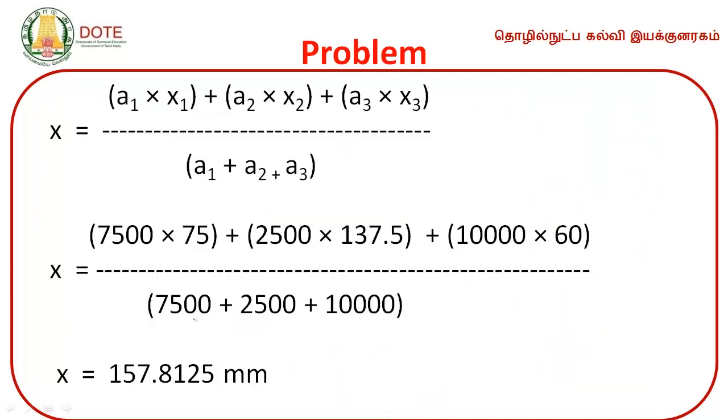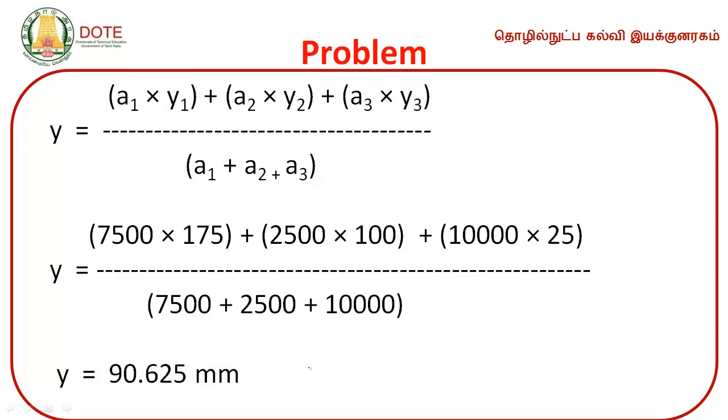Now we can calculate the value for x. What is x? x is given by sum of ax divided by sum of a. Area of first section multiplied by reference distance x1 plus a2 x2 plus a3 x3 divided by a1 plus a2 plus a3. Substitute and we get the x value, 157.8125 mm.